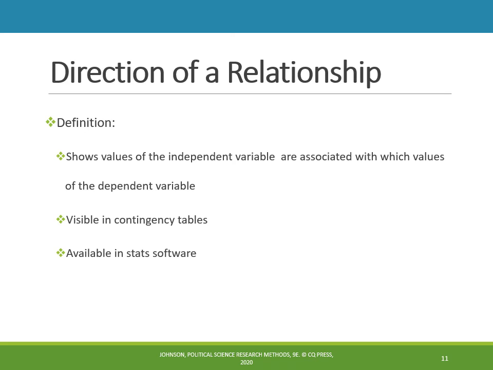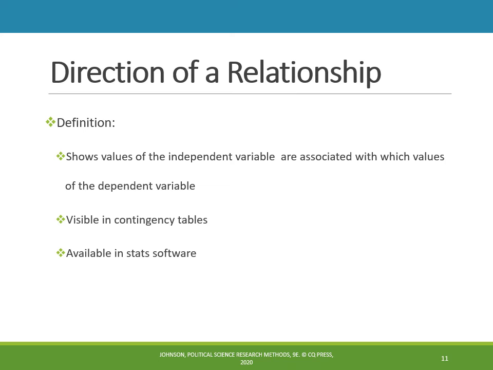But a shorthand way of knowing the direction of the relationship between the two when you're talking about software is whether or not the number is positive or negative. If the number that the computer spits out for the direction of the relationship is negative, then you know that it is a negative relationship, meaning that as one variable increases, the other one decreases. But if it is a positive number, then as one variable increases, the other variable increases as well.